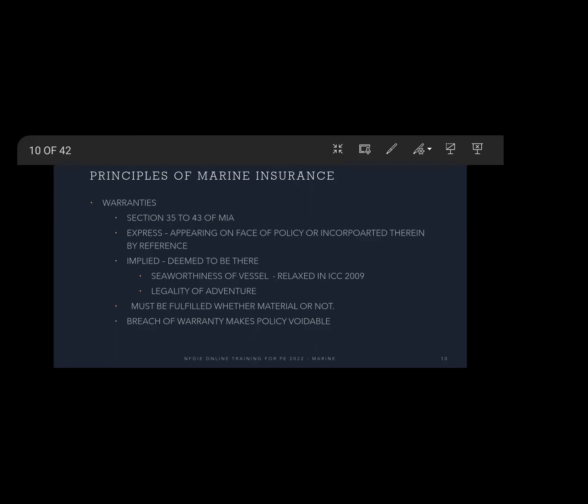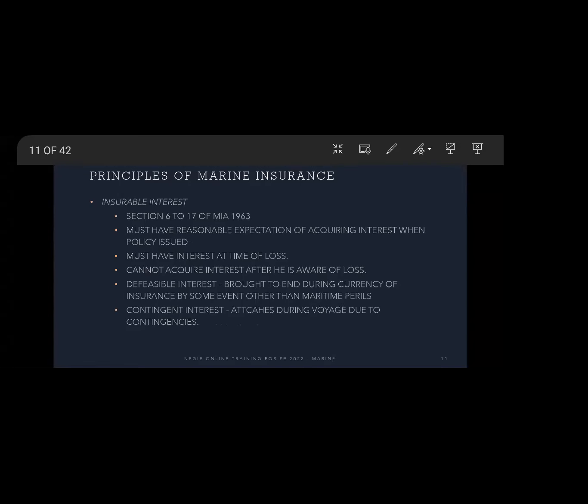The theoretical aspect about warranties is that if it is asked in the question paper, we have to mention that warranties must be complied with whether they are material or not. What makes it different from a condition is that conditions make the policy voidable only if they are material. Breach of warranty, even if it is not material, will make the policy voidable. So this is an important point.